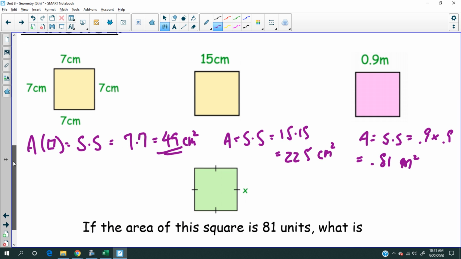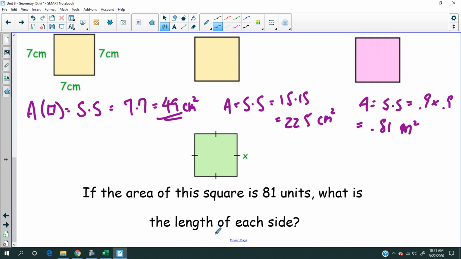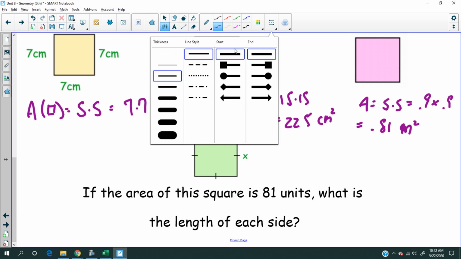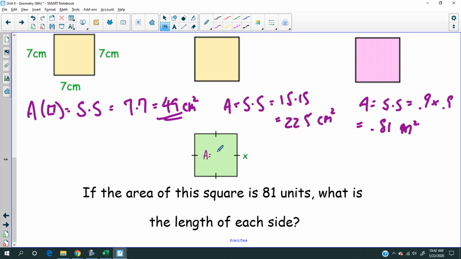All right, last question for squares. Look at this question. If the area of this square is 81 units, right, what's the length of each side? So here we're doing things a little bit differently. I'm saying if the area here is 81 units, what's the side? So in other words, I'm giving you the answer and I want you to give me back the question. So this is x, right? So think of it like this. What number times itself will give you 81?